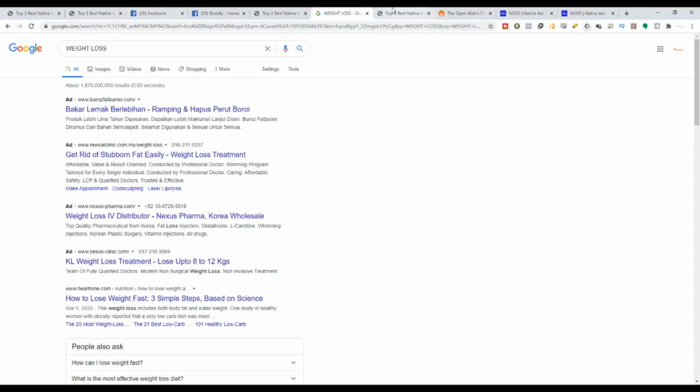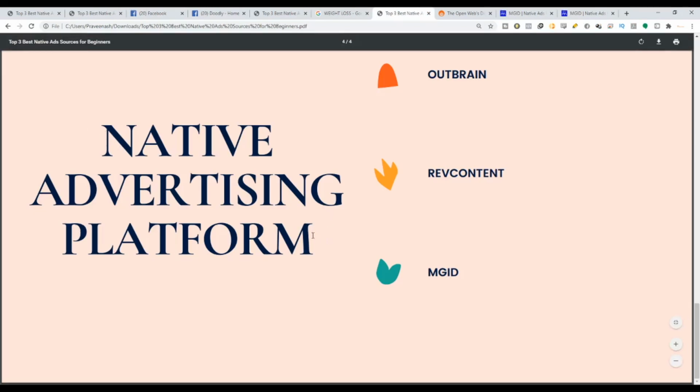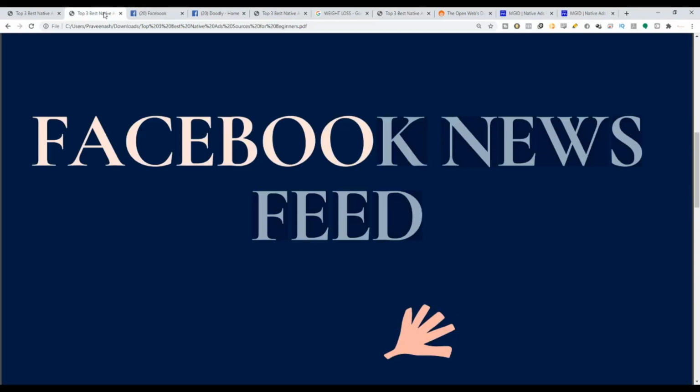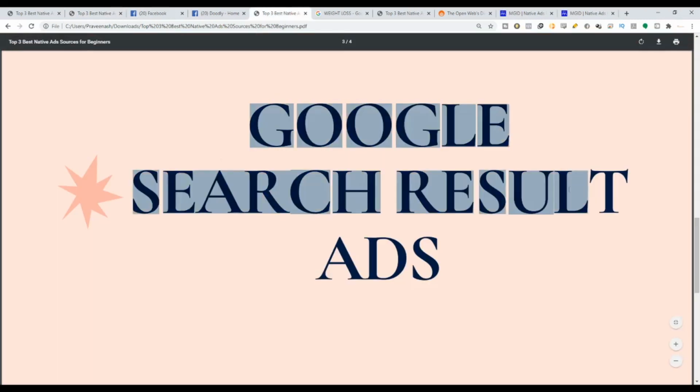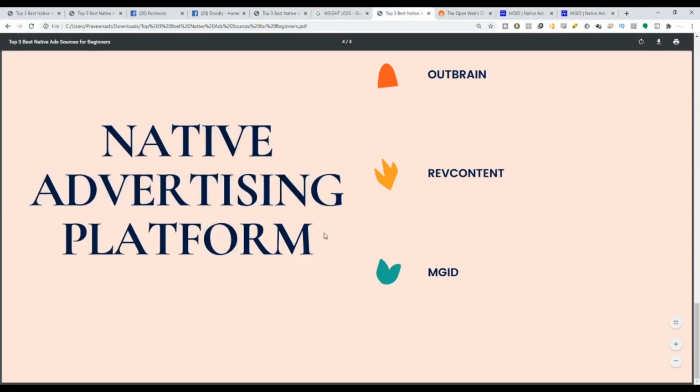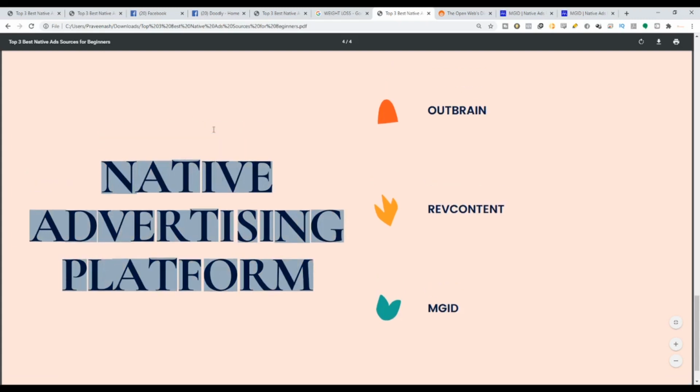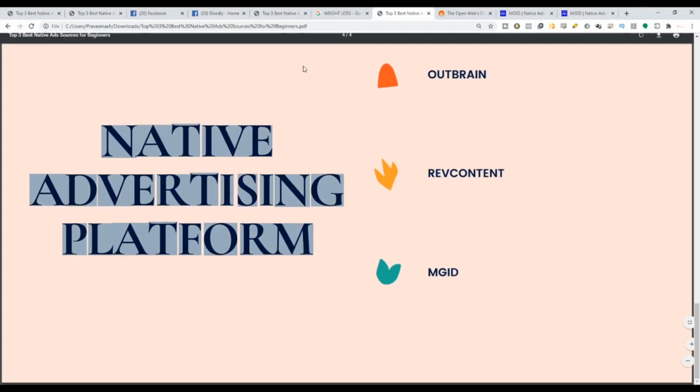So the final one that we're going to talk about is the native advertising platform itself. So this is usually the one that people cover. They will not cover Facebook. So native social ads, which is social media ads, which is Facebook newsfeed, and native Google ads, which is also considered native search result ads. They will only talk about native advertising platforms. I didn't want to cover so much on this because, like I told you, a lot of people are doing this video. So I'm just telling you that native advertising platforms are also one of the best sources that you can actually go ahead and opt in your native ads traffic for your affiliate marketing.